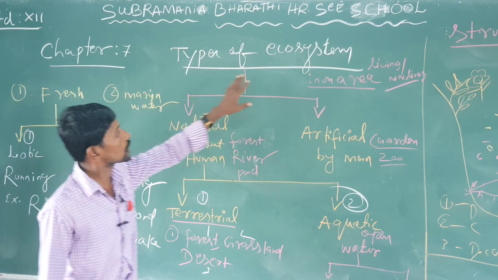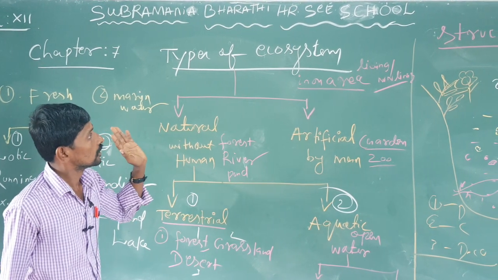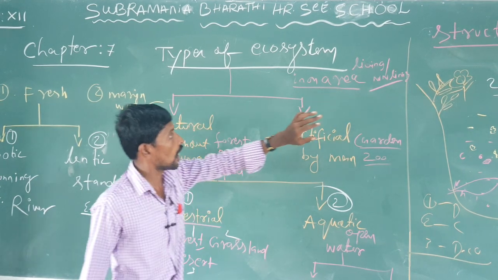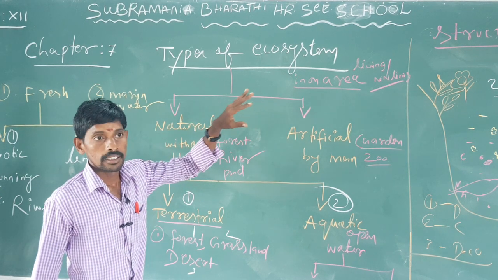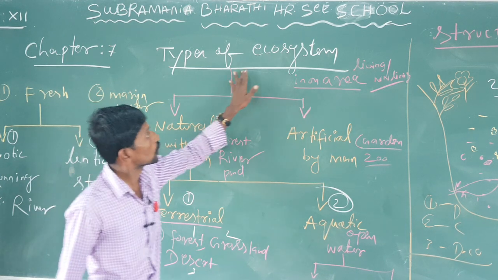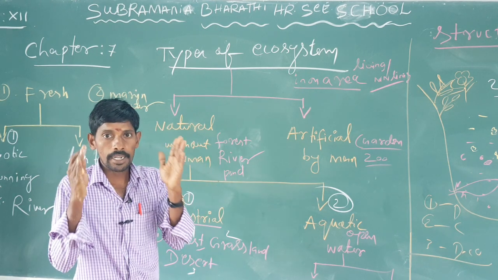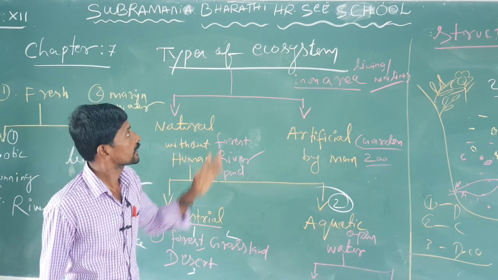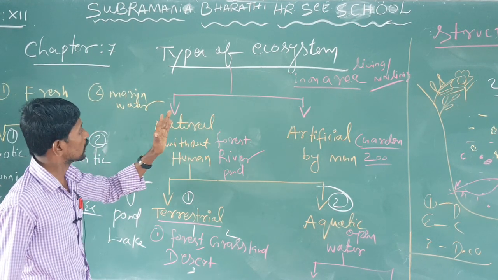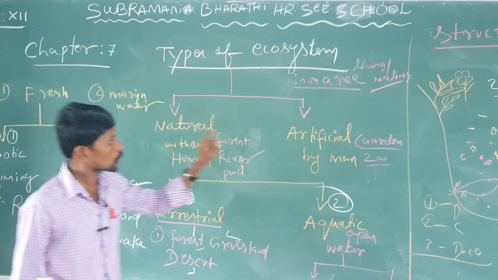The types of ecosystem. What is an ecosystem? The interacting living and non-living things in an environmental condition of a specific area is called an ecosystem. Ecosystems are divided into two types: type 1 natural, type 2 artificial.